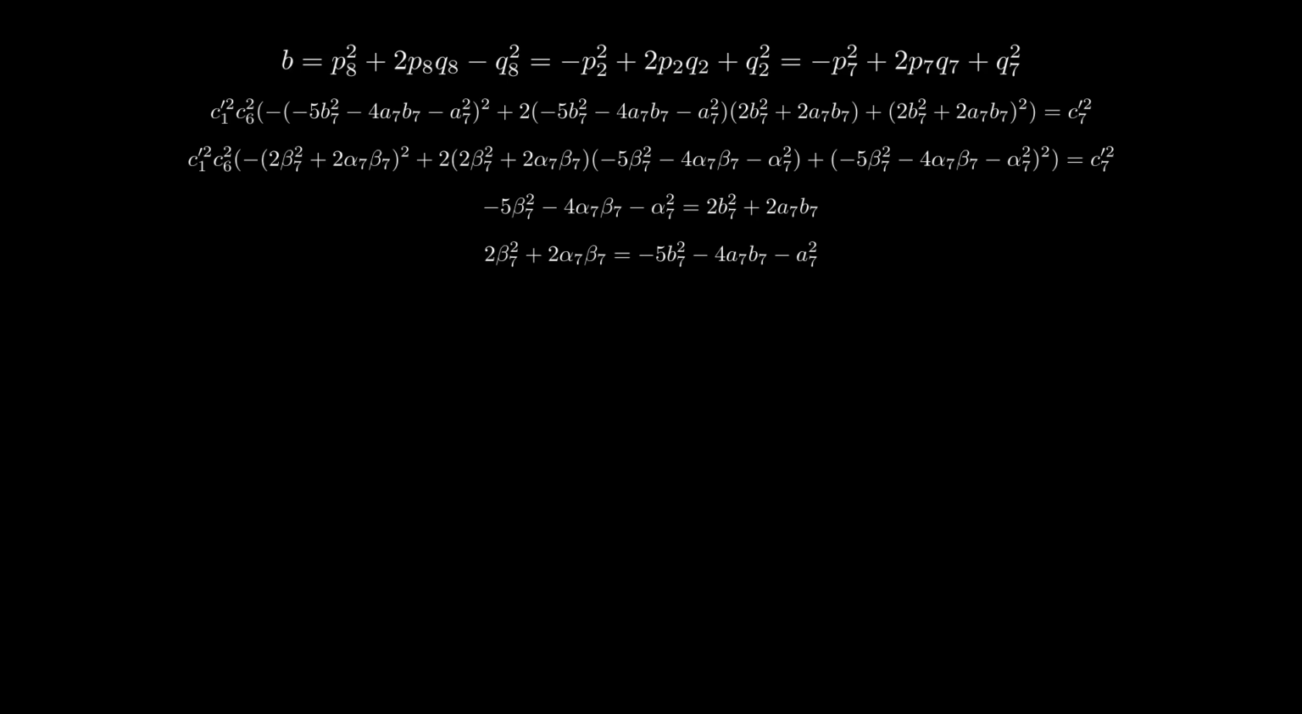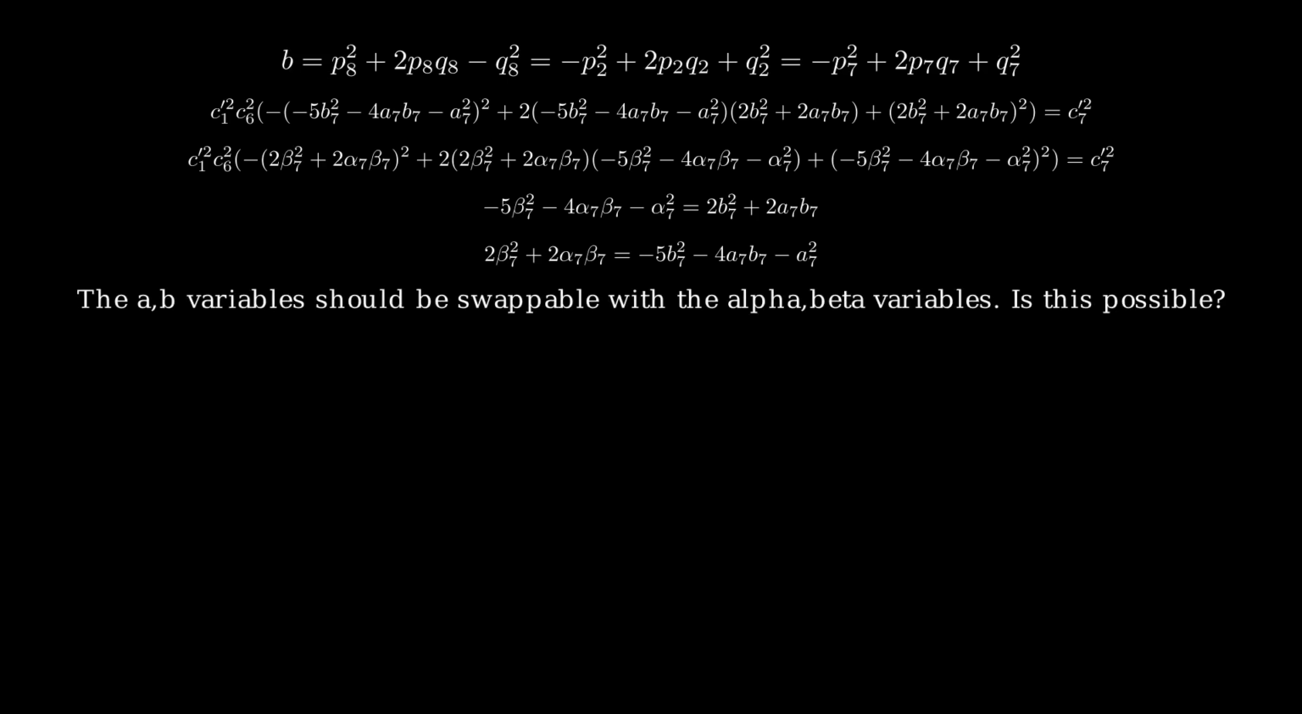In fact, if you swap the A and alpha variables together, and the B and beta variables together for one equation, you'll end up with the other equation. Is there even a set of values where this is possible? One side has all negative terms and the other side all positive terms, so it seems unlikely. Can we prove there's no solution?